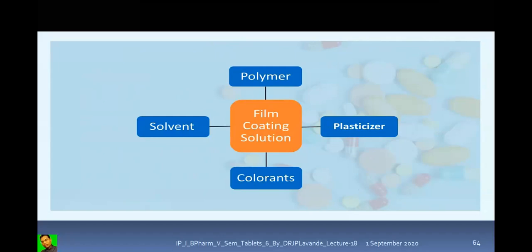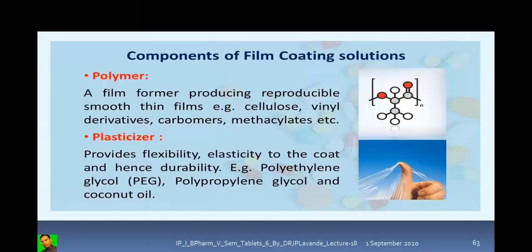What are these? Polymer, plasticizer, colorants, solvents. All these are required. The first component is the polymer and the second is the plasticizer. They are going to be incorporated for their specific functions. What is a film polymer? It produces reproducible, smooth, thin films.